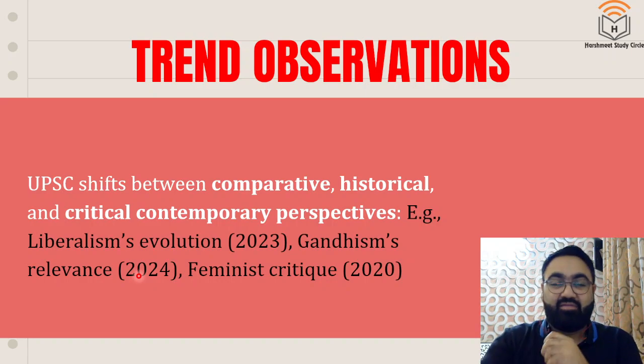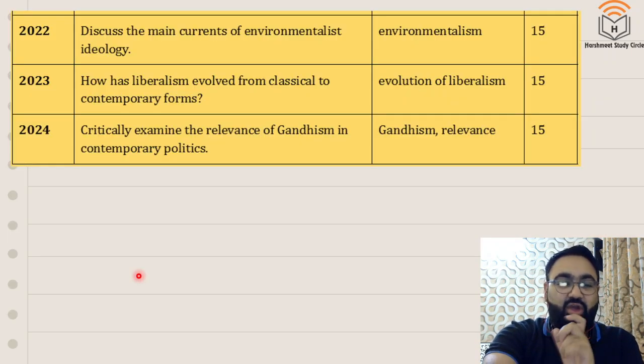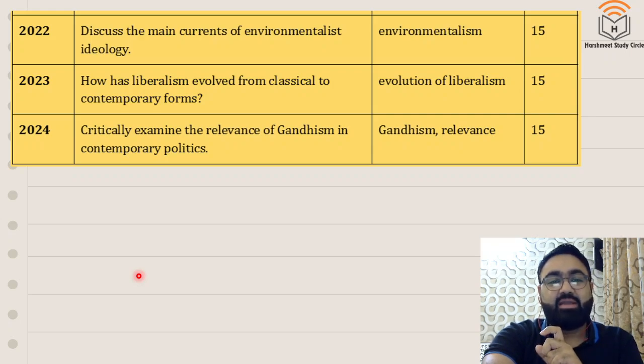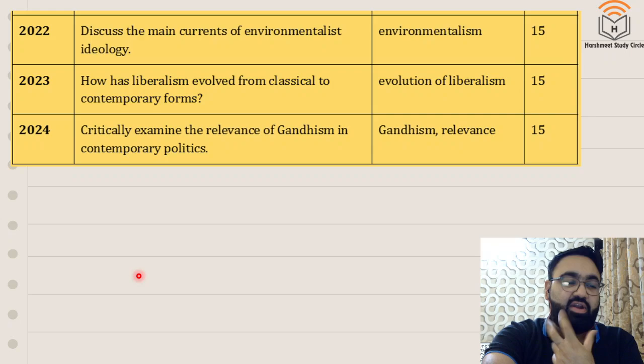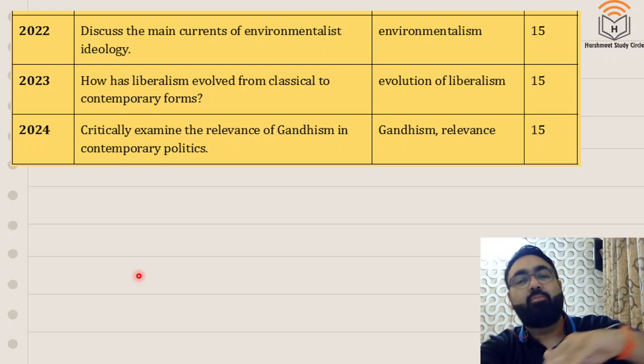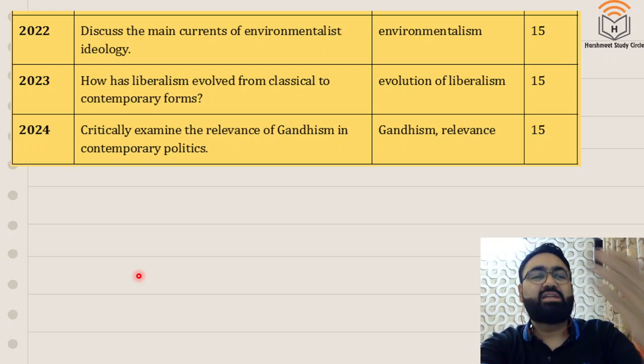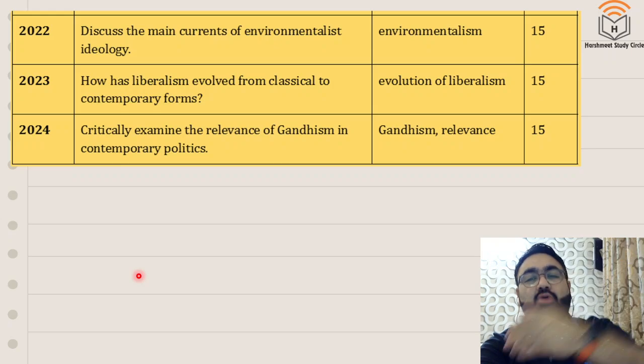As for Gandhism's relevance, if you go back and see 2024: critically examine the relevance of Gandhism in contemporary politics. So what is its relevance now? Similarly, in 2023, you see: how has liberalism evolved? That is, how has liberalism in its current form evolved from the classical version to the contemporary form?